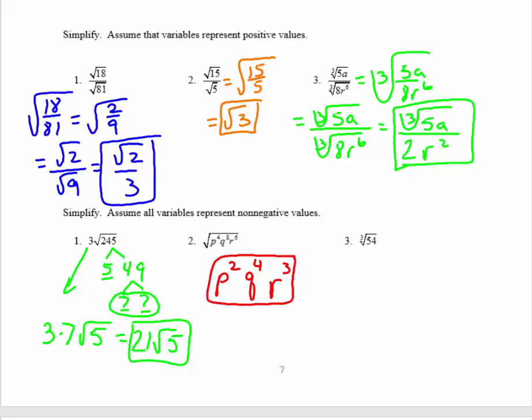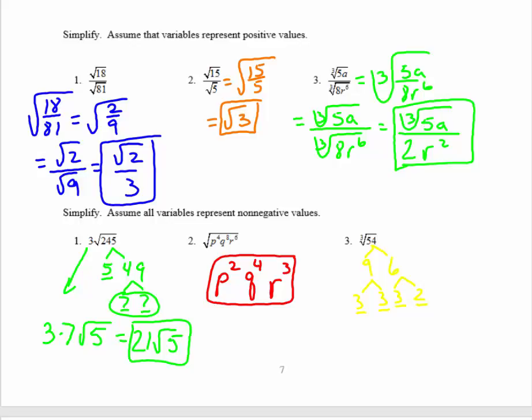For number 3, we have the cubed root of 54. Highlight the cubed root. Make sure you understand that it's a different index than a square root. So if I look at the factor tree of 54, I could say 54 is 9 times 6, and neither of those are prime. 9 is 3 times 3, so I'll underline those, and 6 is 3 times 2, so I'll underline those. Always underline the prime numbers.